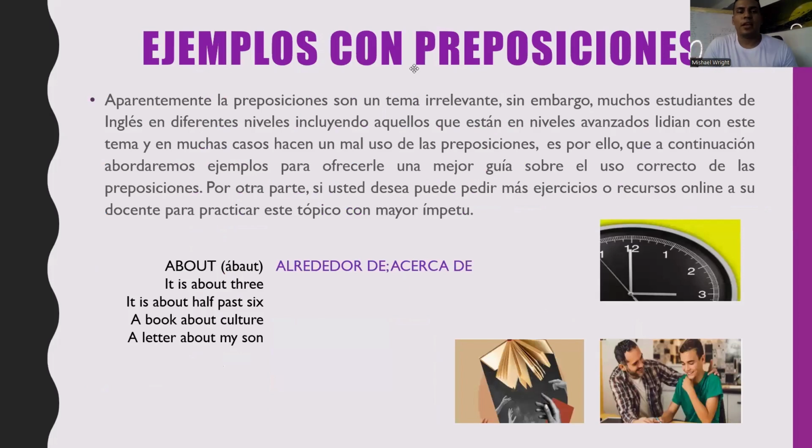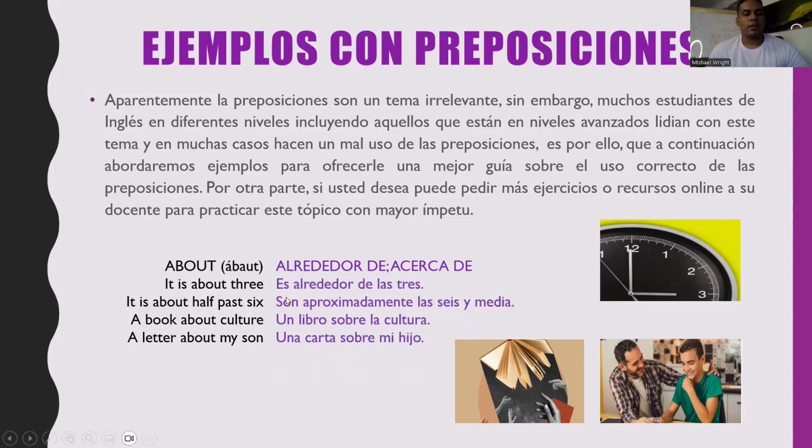Prepositions are a really relevant topic in the second language because many students in advanced levels have like a dilemma with the use of prepositions. So to say, for example, it is about tree. So about is alrededor de, cerca de, so it is about tree, right? So that would translate, it is about 6:30. A book about culture, a letter about my son, right?